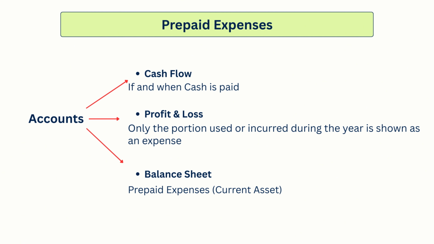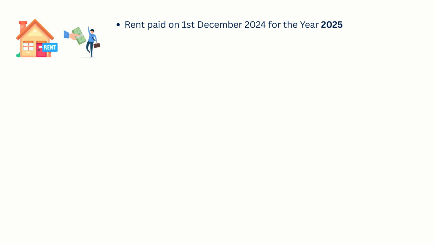Finally, we look at the balance sheet. Any part of the expense that has been paid for but not yet used is shown here. This is called prepaid expenses and it is a current asset. It represents a future economic benefit. The balance sheet shows what is left unused at the reporting date. Let's look at an example to see how this works in practice.